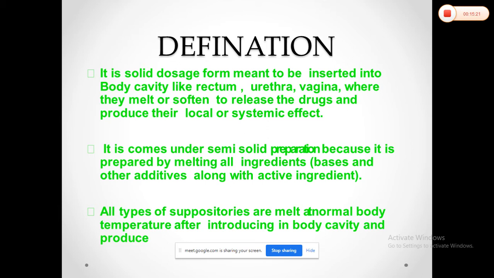The base must melt at normal body temperature, because unless and until the base first melts, your medicament will not start to release. There are various polymers we can incorporate, so the medicament release can occur with the help of pH dependent or system dependent mechanisms. So the selection of the base in this suppository formulation is very important, like the base you select in a semi-solid dosage form. So now you can come to know why this is called a semi-solid dosage form. Clear?